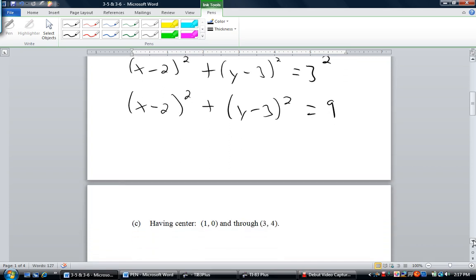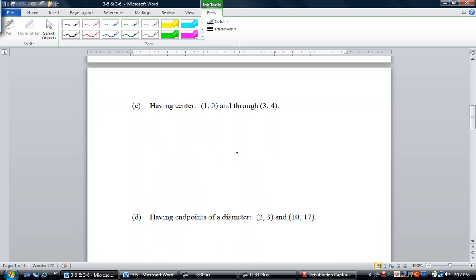Let's do a few more examples. Having center 1, 0 and through 3, 4. Instead of going to the other graph, let's just draw a picture. The center is at 1, 0.